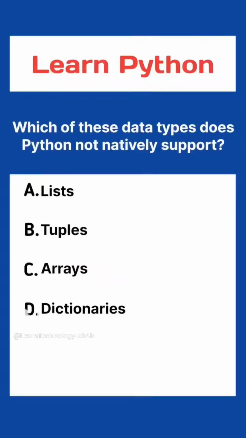Which of these data types does Python not natively support? The correct answer will be option C. Arrays are not built into Python and require modules like array or numpy.